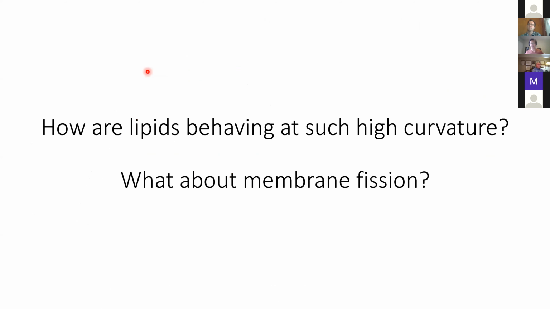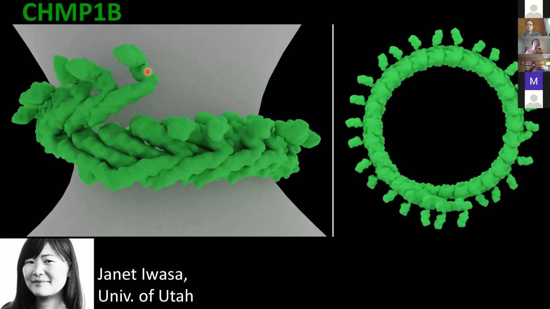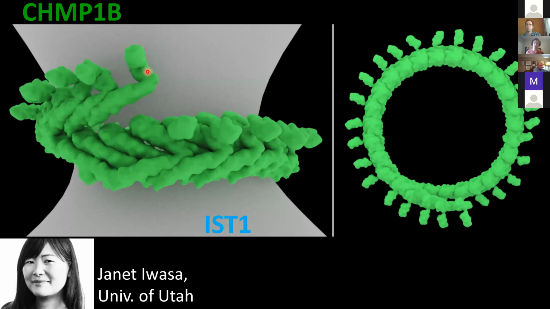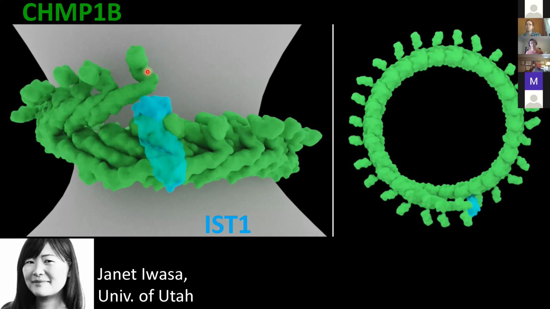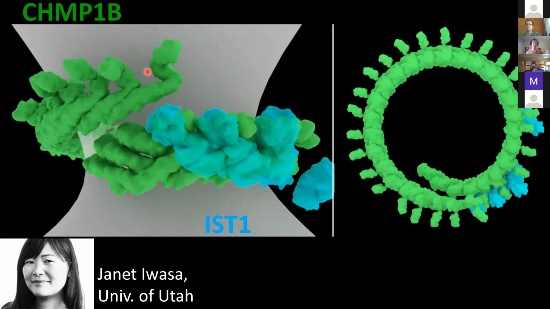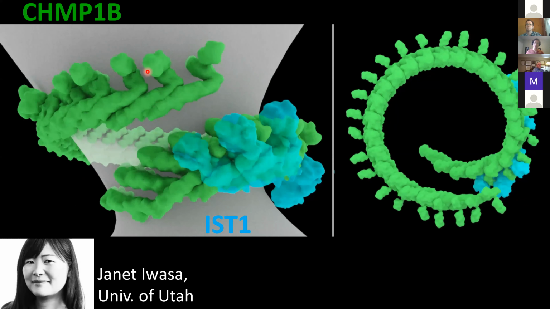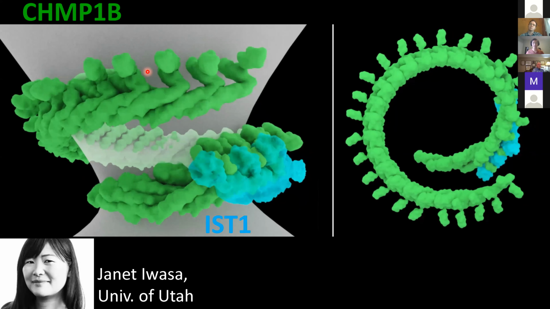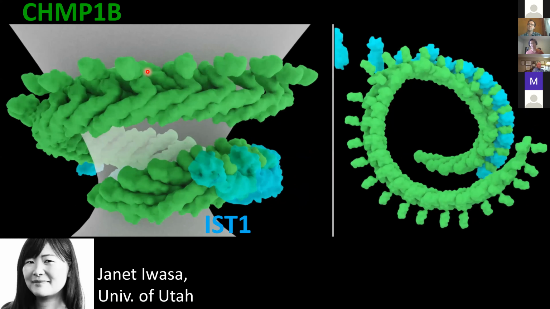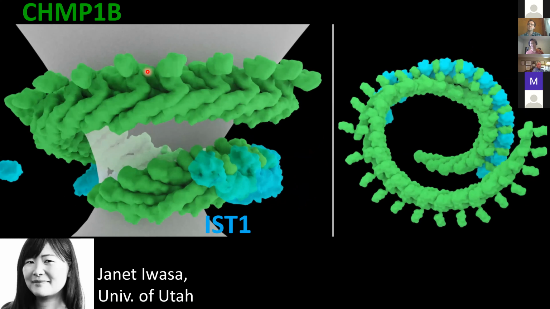So some future questions that we'd like to address are, 1, how are the lipids behaving at such a high degree of curvature? But ultimately, we want to figure out how you go from this state to a state that leads to membrane fission. But those are future experiments for a later time. So I just want to summarize with this nice movie of what our reconstructions have shown you: CHMP1B alone can deform the membrane, and then as IST1 homopolymerizes on that CHMP1B layer, that drives CHMP1B to flex at the elbow and constrict the membrane.